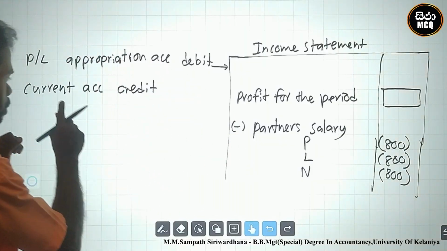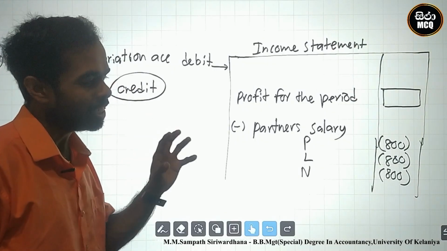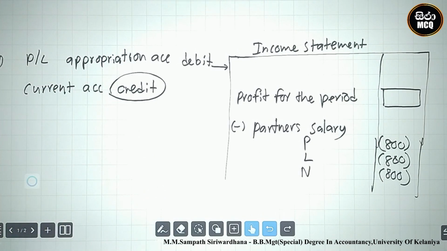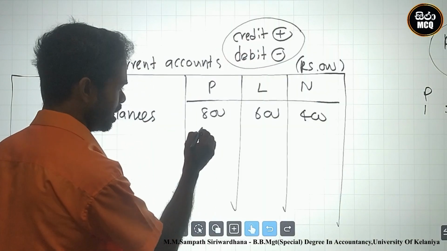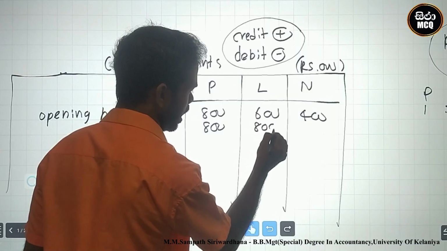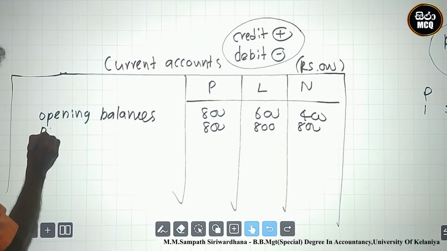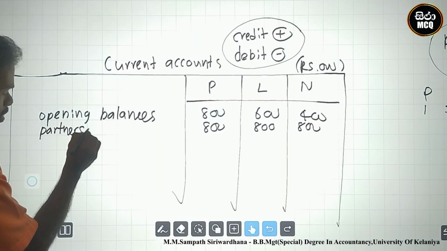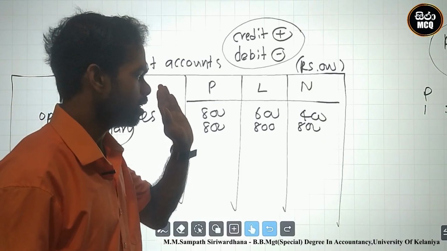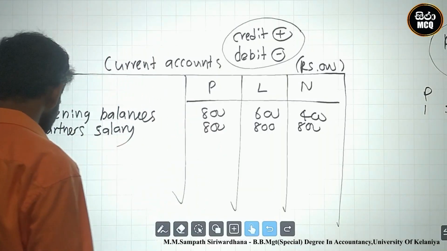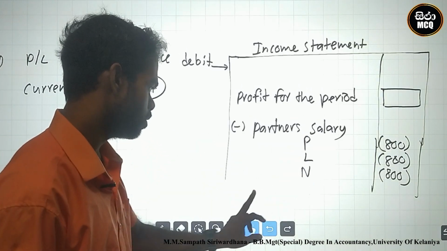After that you must credit the current accounts. Credit to current accounts means you must add this one. Therefore, partner salary I must add. All credits, you must add this one. Okay, this is the partner salary. Partner salary, current account credit, you must add this one, and deduct from the income statement, profit or loss appropriation account. After that, what does the question say?